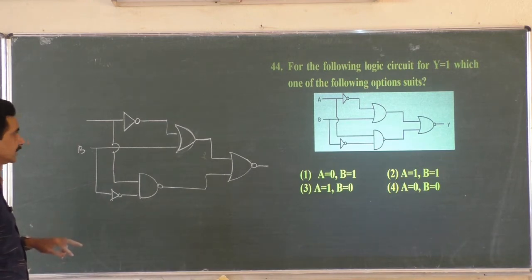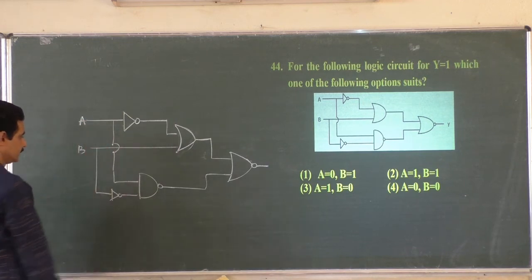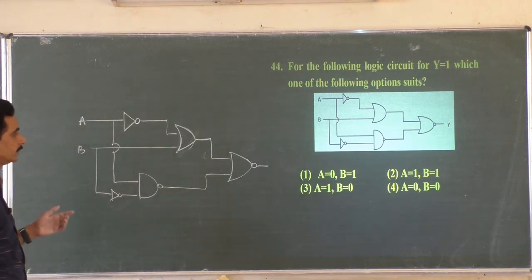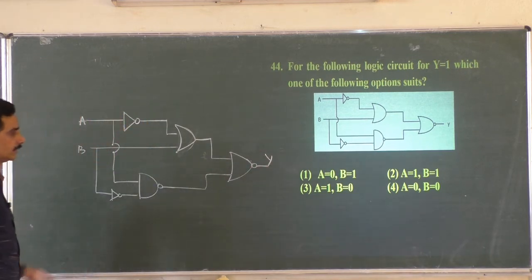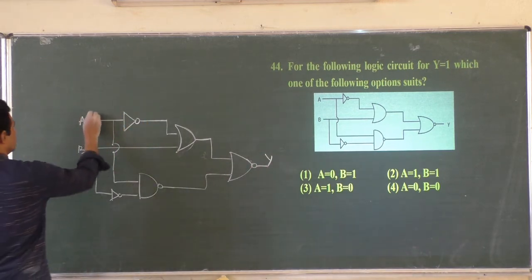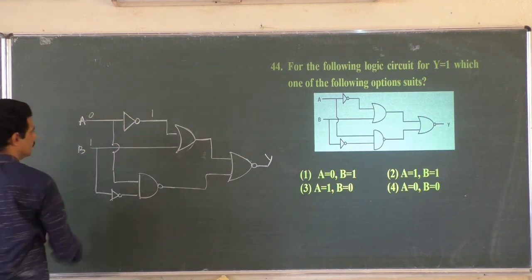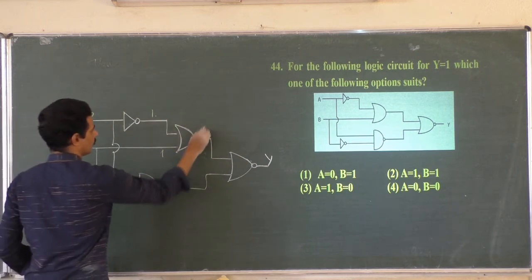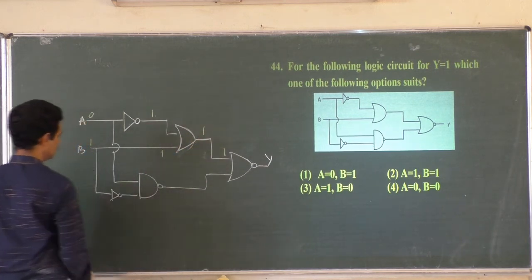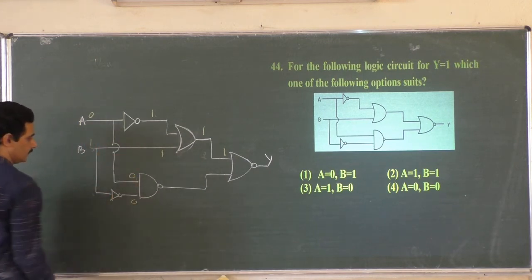A 0, B 1. Circuit is okay. A is here, 0, B, and output Y here. They want output Y equal to 1. 0, 1. Not 1. Same input, 1, 1 or 1. 1, 1, not 0. A 0, 0.